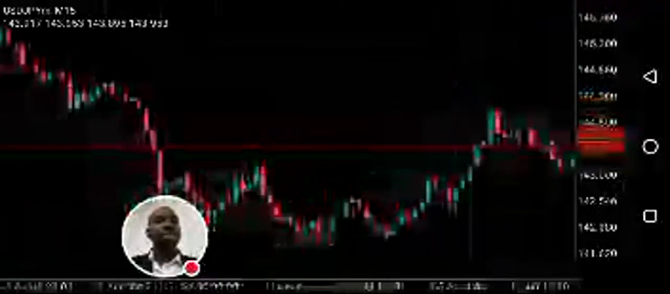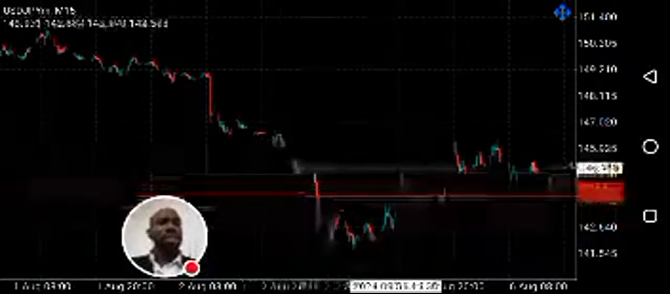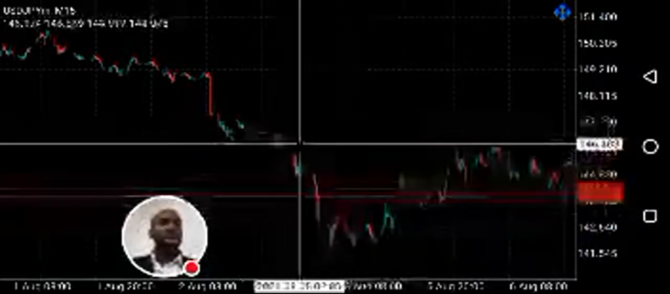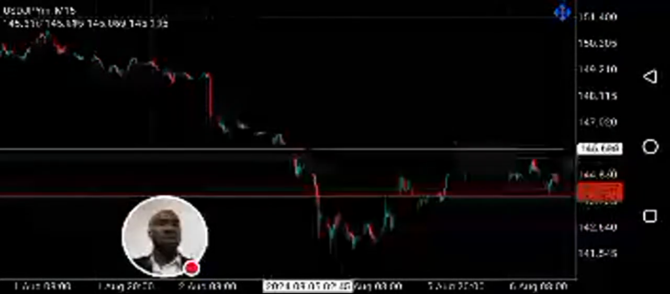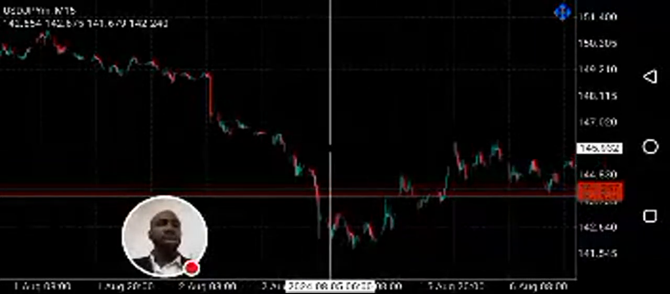You would also see here that there was a shift in market structure on 15 minutes time frame. You can see we had a break of structure here, and a shift in market structure occurred at this point. Can you see that? So we wait for price.